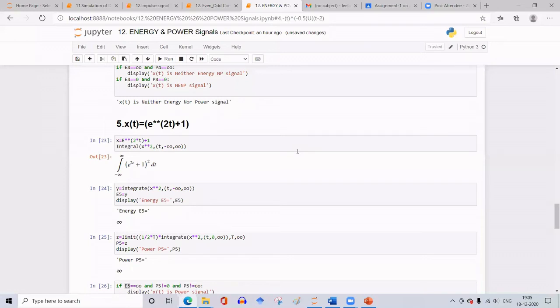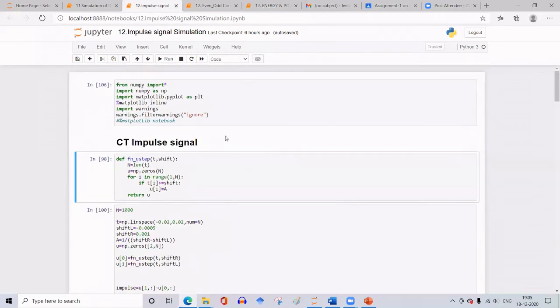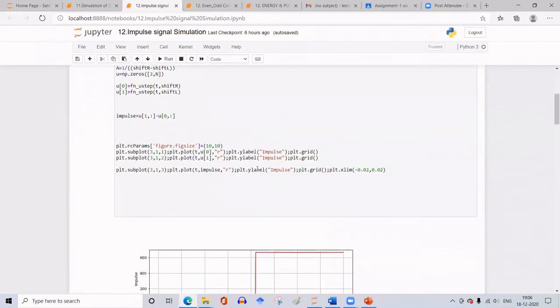Yes, ma'am. Okay. So under standard signal simulation, I left out one more important signal simulation, that is the impulse. Before proceeding with the impulse, we have two impulses. One is the continuous time impulse signal, and the other one is the impulse signal in the discrete domain. So in the continuous time domain, how is the impulse defined?